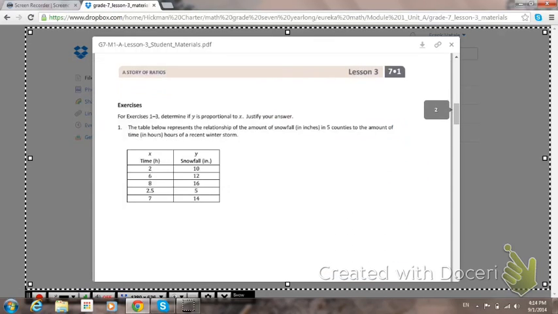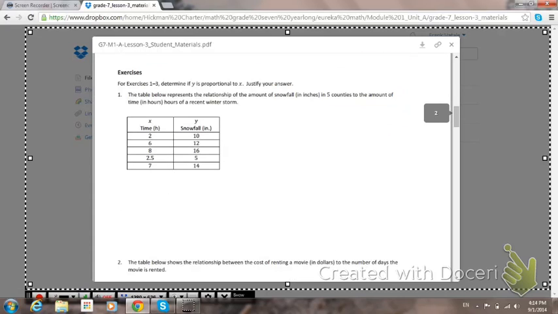What they're doing here is they're asking you this. I'm going to go ahead and read it. The table below represents the relationship of the amount of snowfall in inches in 5 counties. Now this is 5 separate counties, let's say in some state. So this table is representing the relationship between the amount of snowfall in 5 counties to the amount of time of a recent winter storm.